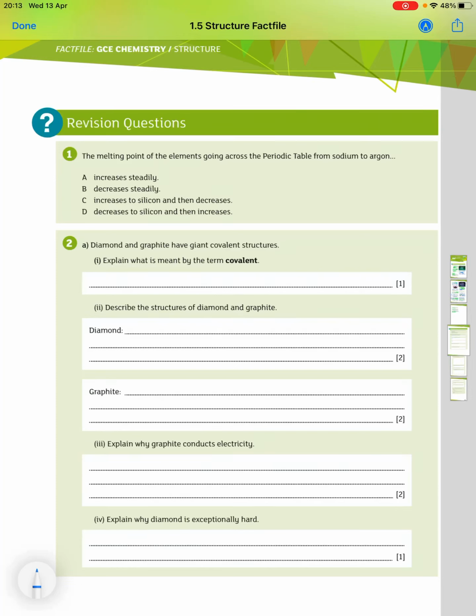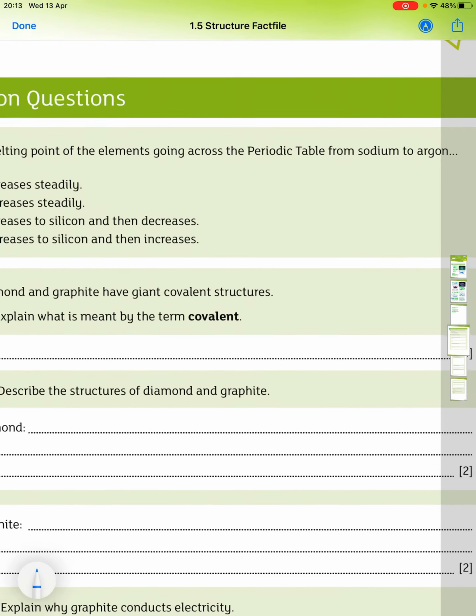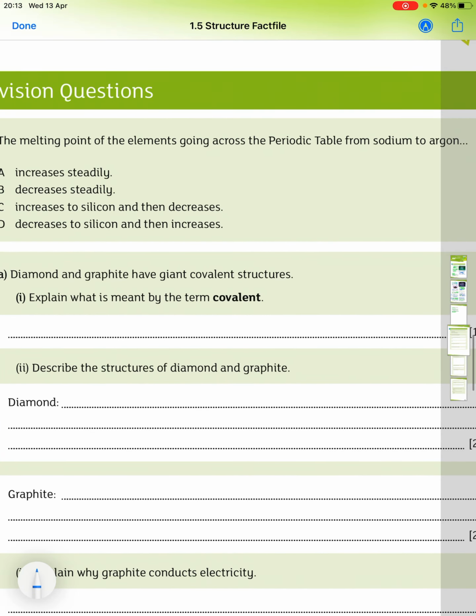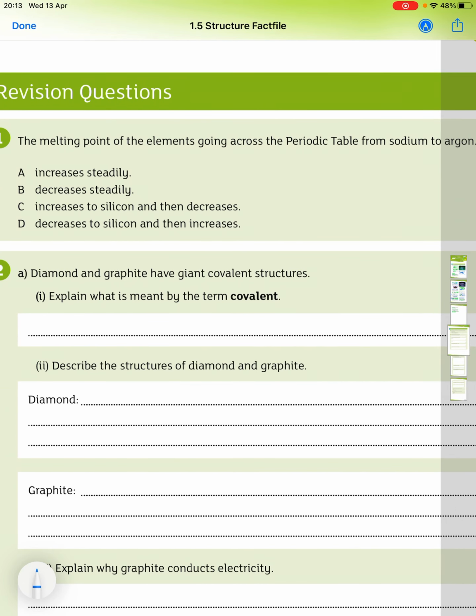Answers to 1.5 structure questions. The first one: the melting point of the elements going across the periodic table from sodium to argon increases steadily, decreases steadily, or increases to silicon and then decreases, or decreases to silicon and then increases. So if you remember the graph, it goes a bit like this, the metals up to aluminium, then silicon, and then it kind of goes down like that.